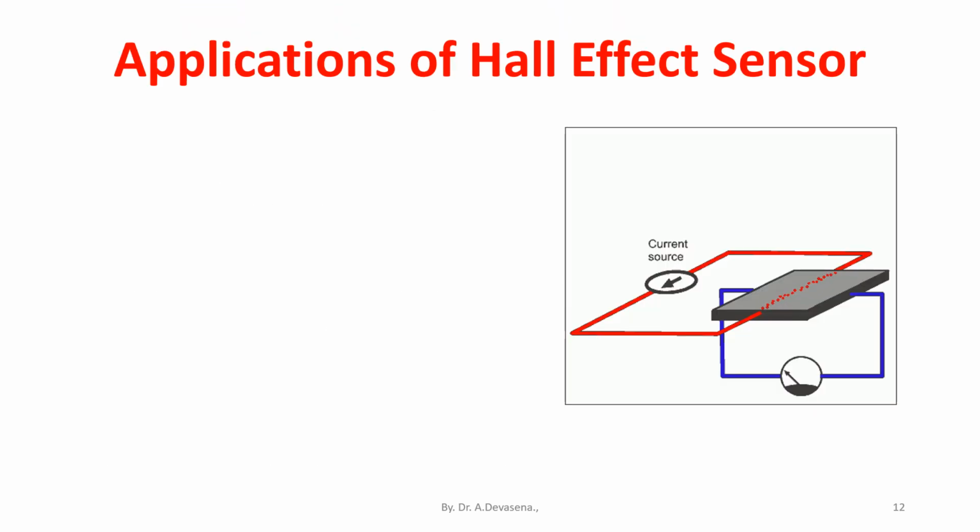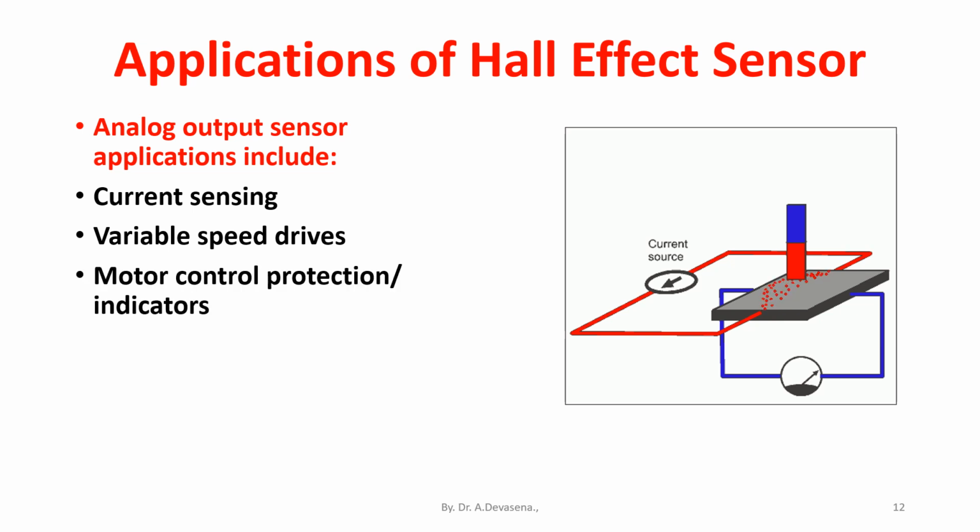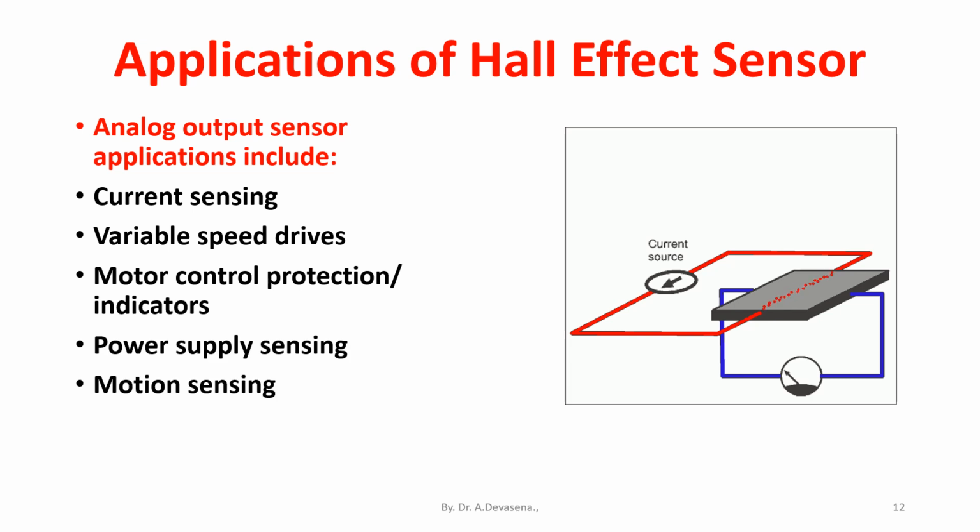Analog output sensor applications include current sensing, variable speed drives, motor control protections or indicators, power supply sensing, motion sensing, diaphragm pressure gauge, and flow meters.